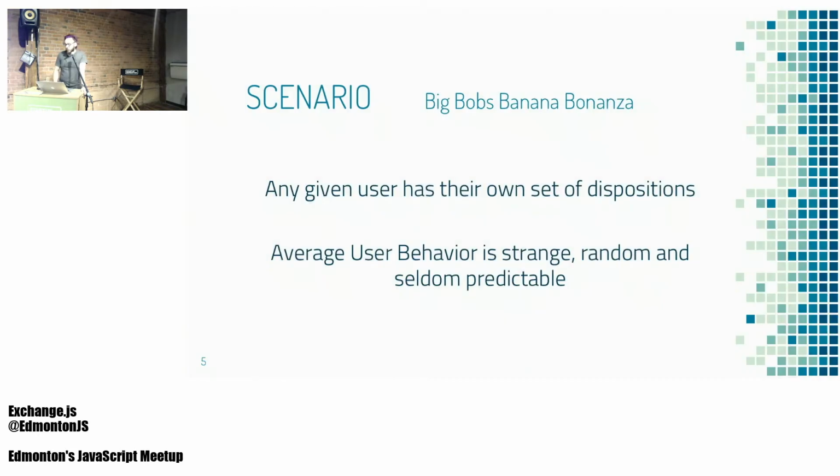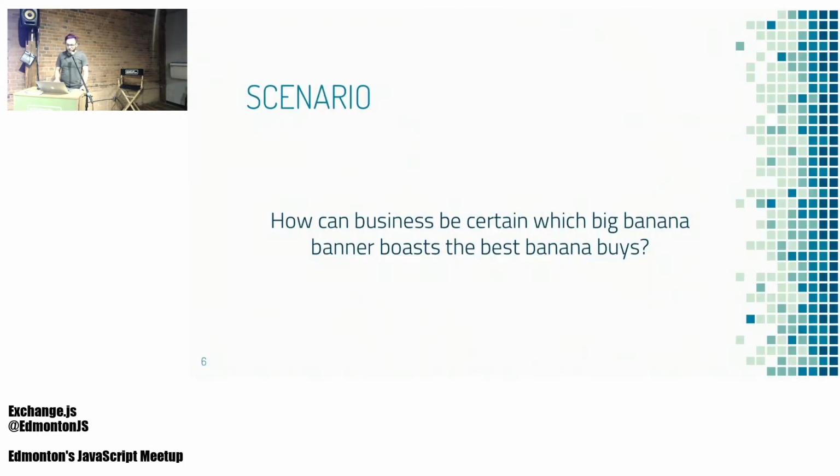The thing is, nobody really stops and thinks about what people want. The individual person has their own tendency to do things, click on stuff, is attracted to certain colors, and on average, user behavior as a whole is just this strange and random thing. So how can business be certain which big banana banner boasts the best banana buys? And most of the time, they just guess. But I don't think guessing is appropriate for web design.